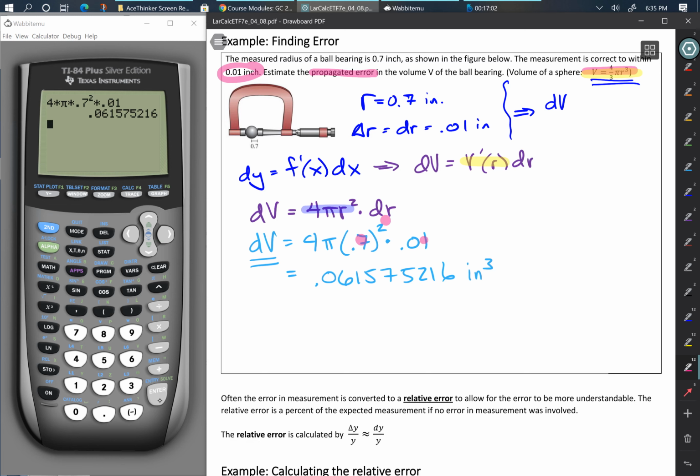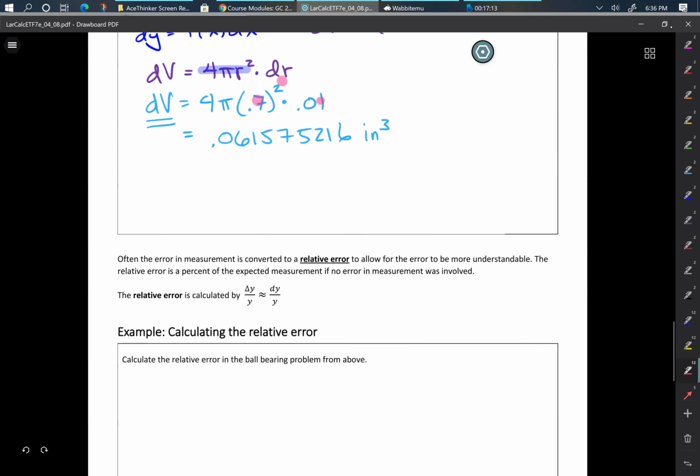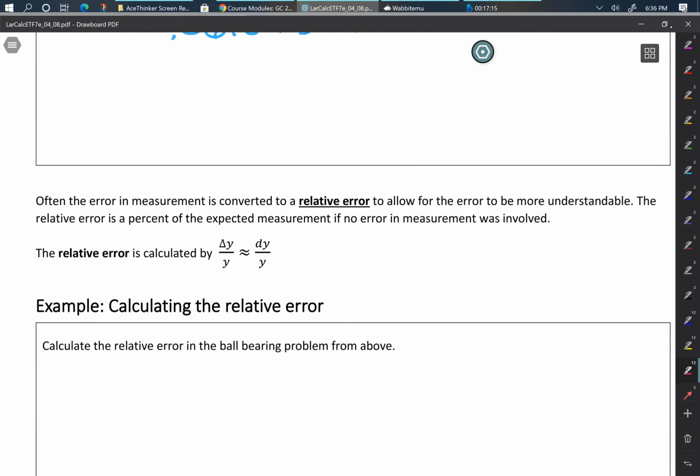Or volume is measured in cubic inches for this problem, so a change in volume would also be measured in cubic inches. All right, but often error is converted to relative error so that we can talk about it more correctly. And the reason that we turn error into relative error is a problem that exists within math with how big is a number.